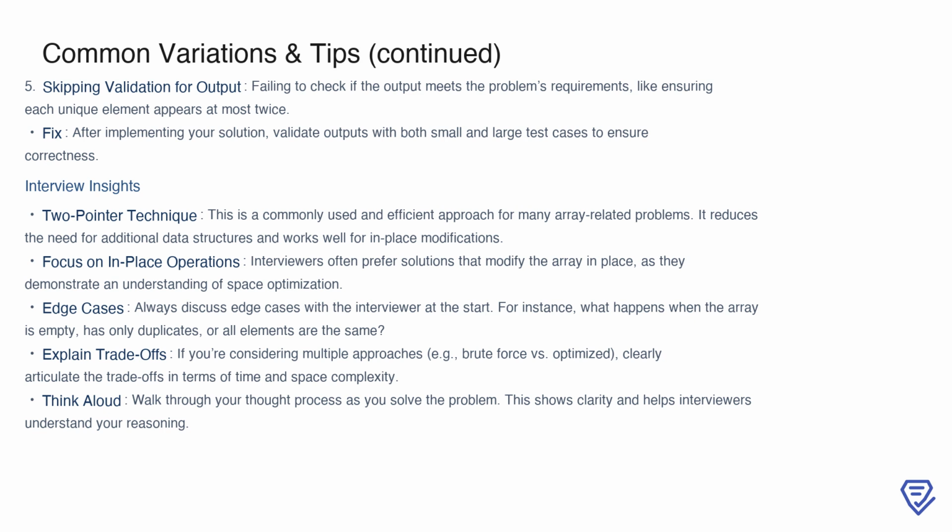Now, let's discuss some valuable insights for interviews. The two-pointer technique is a highly efficient and commonly used approach for problems like this one. It minimizes the need for extra data structures and is well-suited for in-place modifications. Additionally, interviewers often prefer solutions that modify the array in place because this demonstrates an understanding of space optimization.